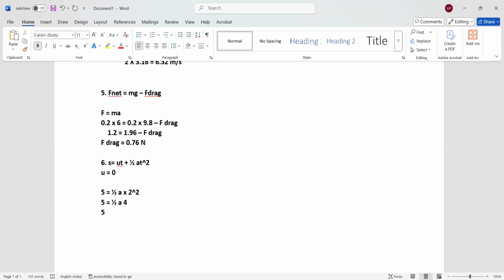You can cancel the 1 by 2 and 4. That is 2 and 4 you can cancel. So it will become 2a. So 5 is equal to 2a. From this, you can find the value of a. a is 5 by 2, which is 2.5 meter per second square.